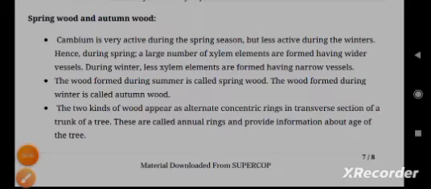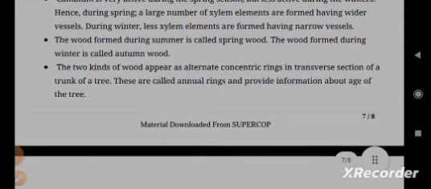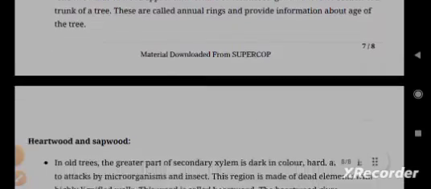Spring wood and autumn wood. Cambium is very active during the spring season, but less active during the winters. Hence, during spring, a large number of xylem elements are formed having wider vessels. During winter, fewer xylem elements are formed having narrow vessels. The wood formed during spring is called spring wood. Wood formed during winter is called autumn wood. The two kinds of wood appear as alternate concentric rings in transverse section of a trunk of a tree. These are called annual rings and provide information about the age of the tree.